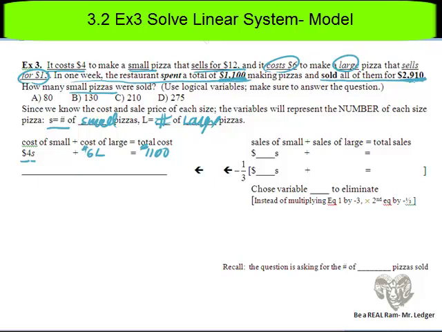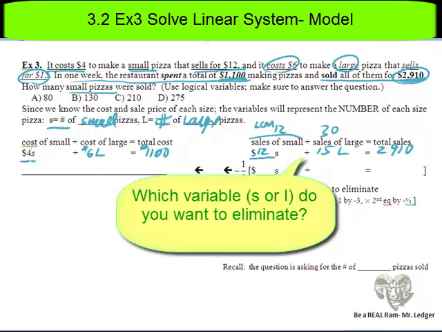Okay, so let's get the second equation that has to do with the 2,910, the total sales. So sales of the small is the sale price of each small, which is what? $12, and it's S of them. And then sales of the large, what's the sale price? 15, and how many L? You got it. And that's a total of 2,910. What's the lowest common multiple of the S? 12, okay. And what's the lowest common multiple of the large? 30, okay. Which one would you want to go for, the S or the L?